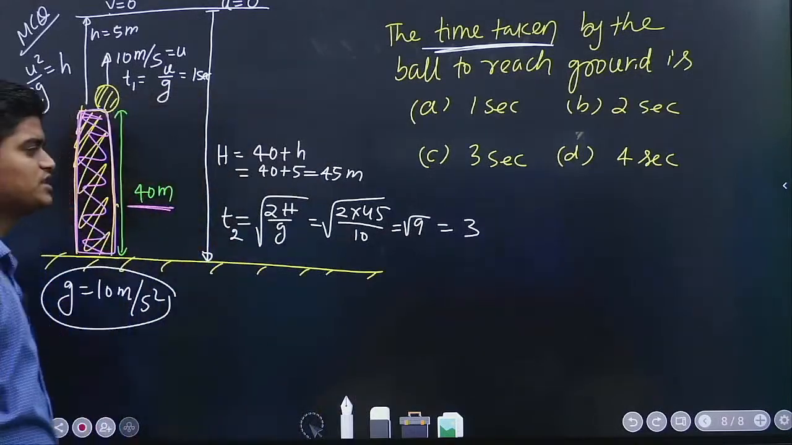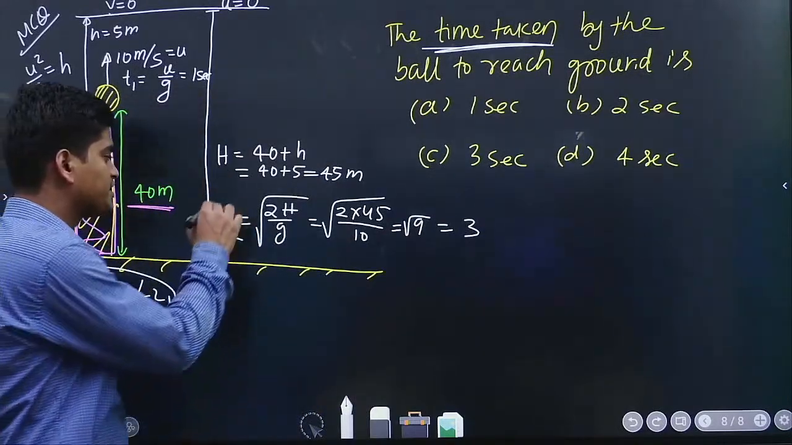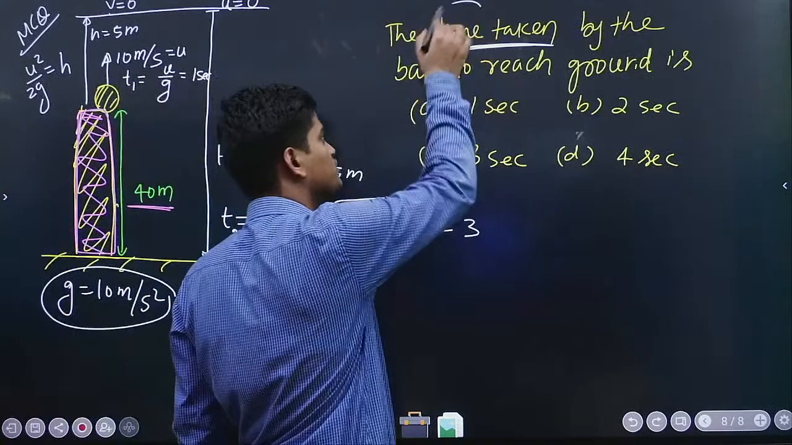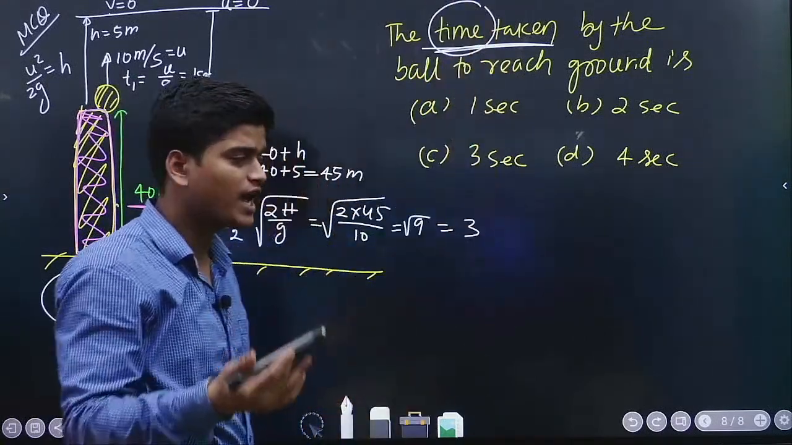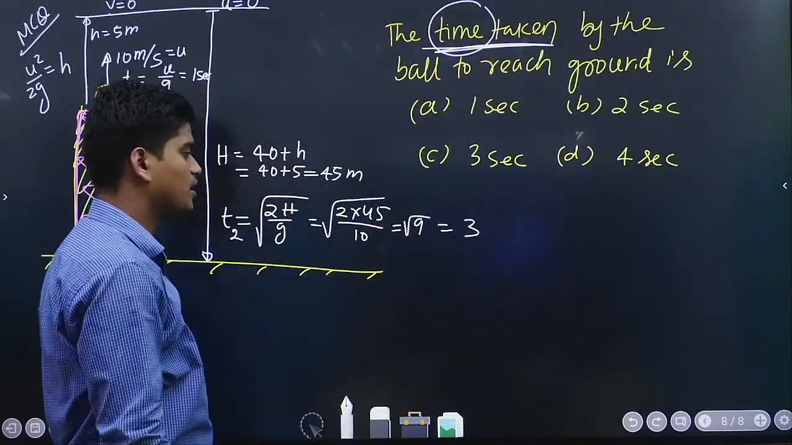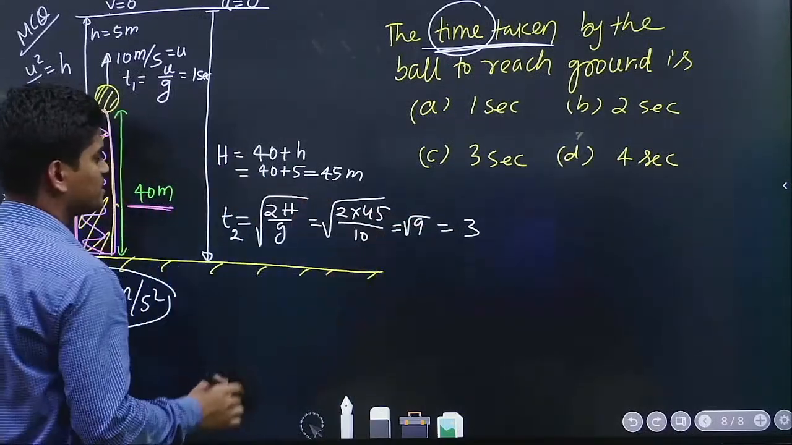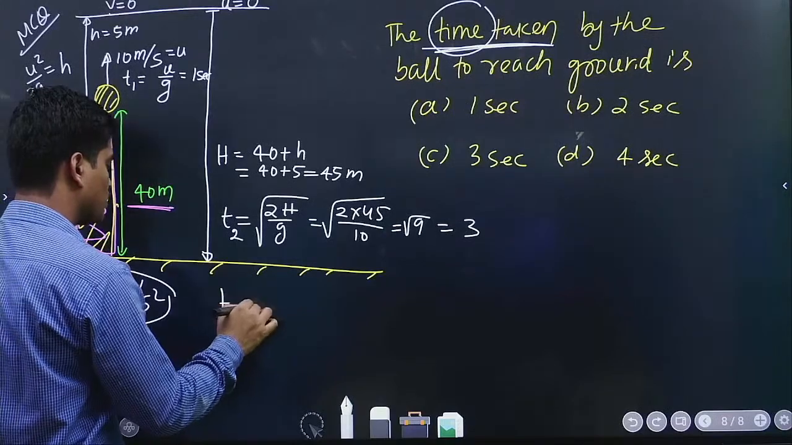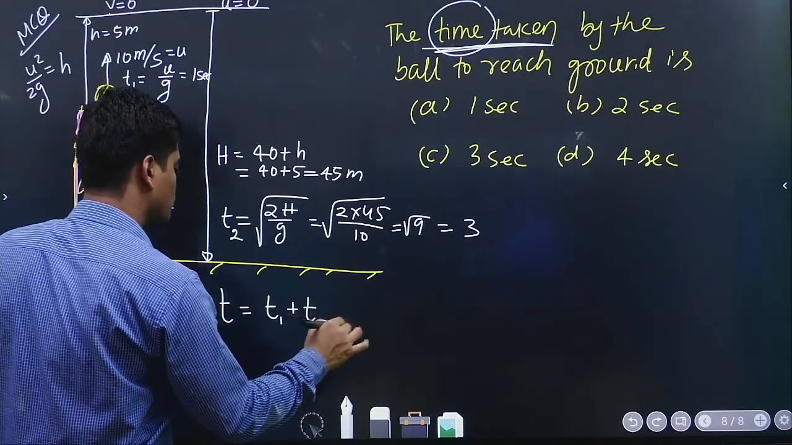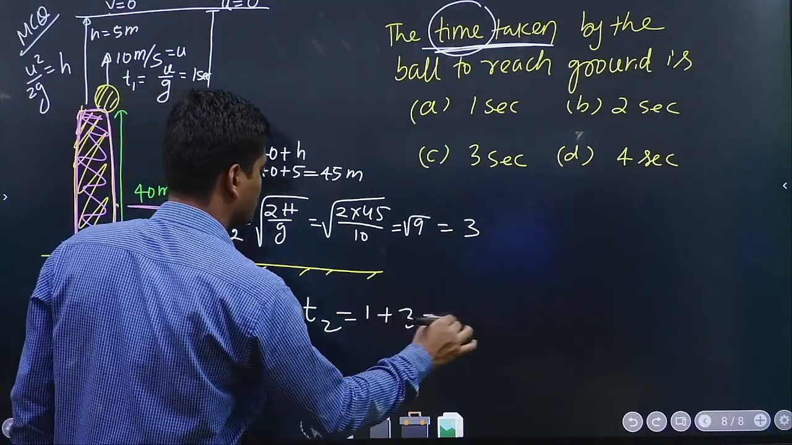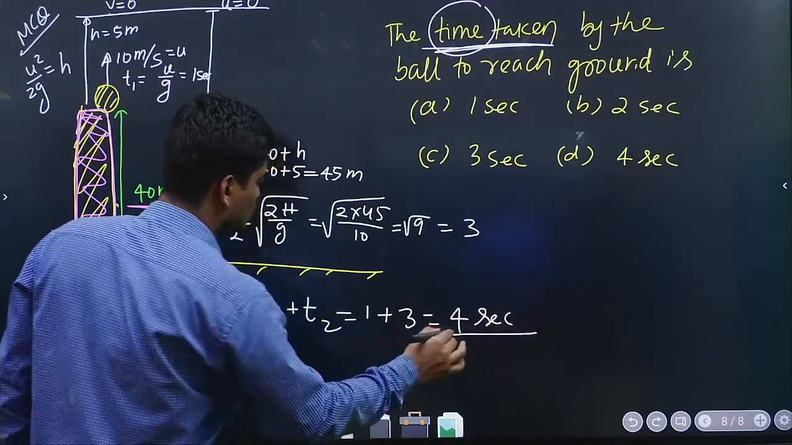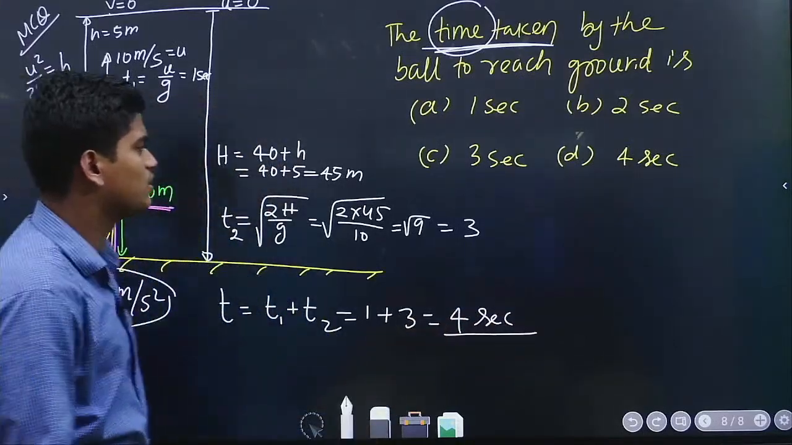So root 9 is 3, actually plus minus 3. But as it is time, time is always positive. So we are moving in the arrow of time. So take it positive only, no need to take negative. So t1 is 1 second, t2 is 3 seconds. Then total time is t1 plus t2, which is 1 plus 3, 4 seconds. So 4 seconds it will take to reach the ground.